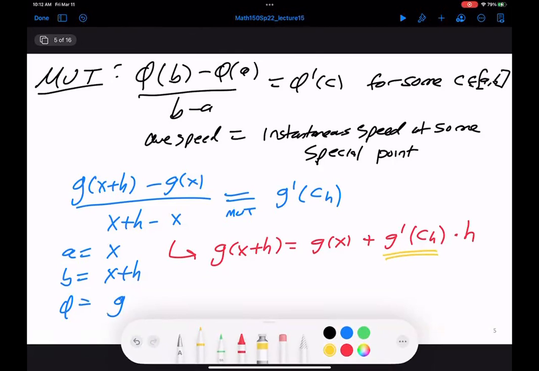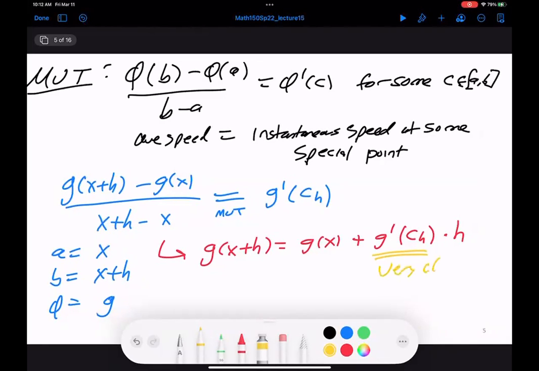Which makes sense. This is the tangent line approximation. I start at g of x. My instantaneous speed is g prime of x times h. And that would give me the tangent line approximation. I'm not doing the tangent line approximation. What I'm doing instead is saying the mean value theorem tells me that it equals this. But this should be very close to what? This is very close to g prime of x. The error in replacing that with g prime of x is very small. And that's what's really going on in the proof of the mean value theorem.